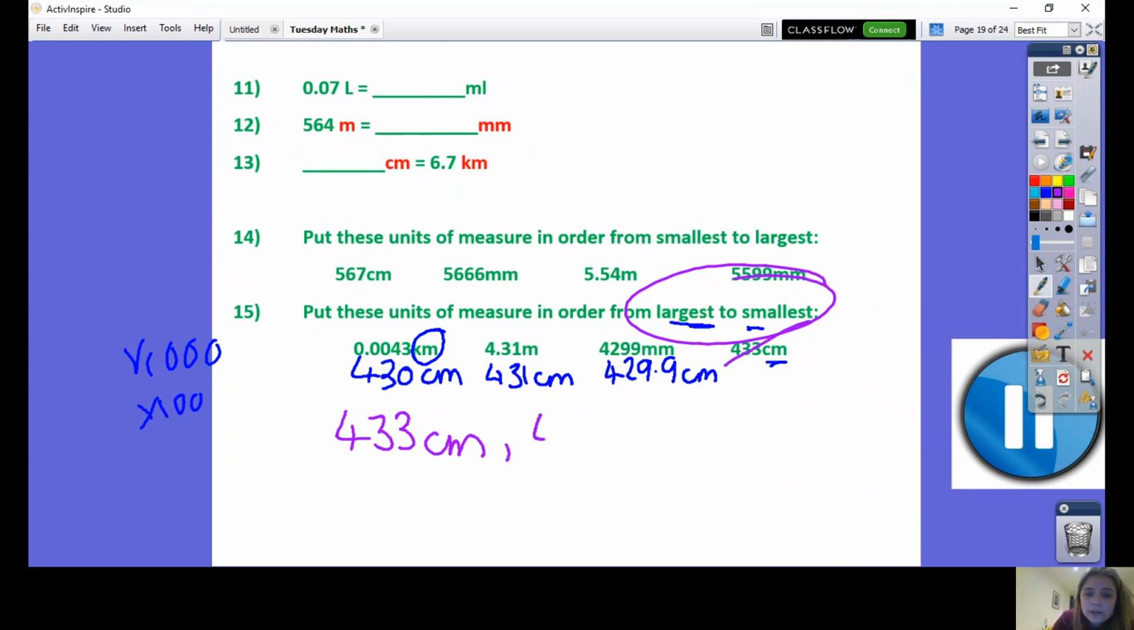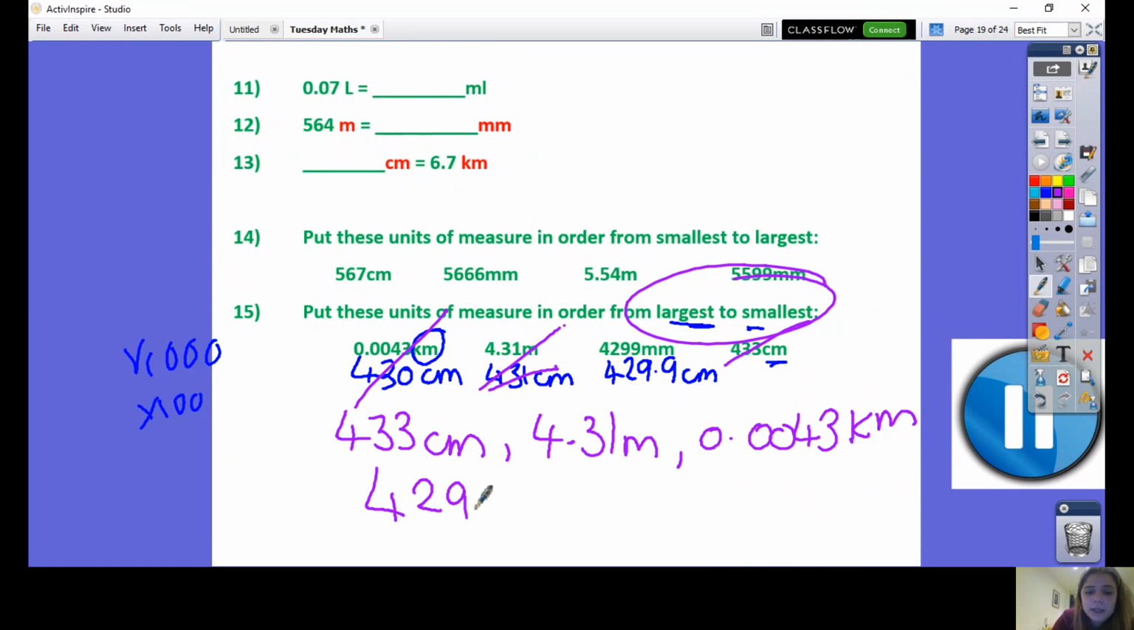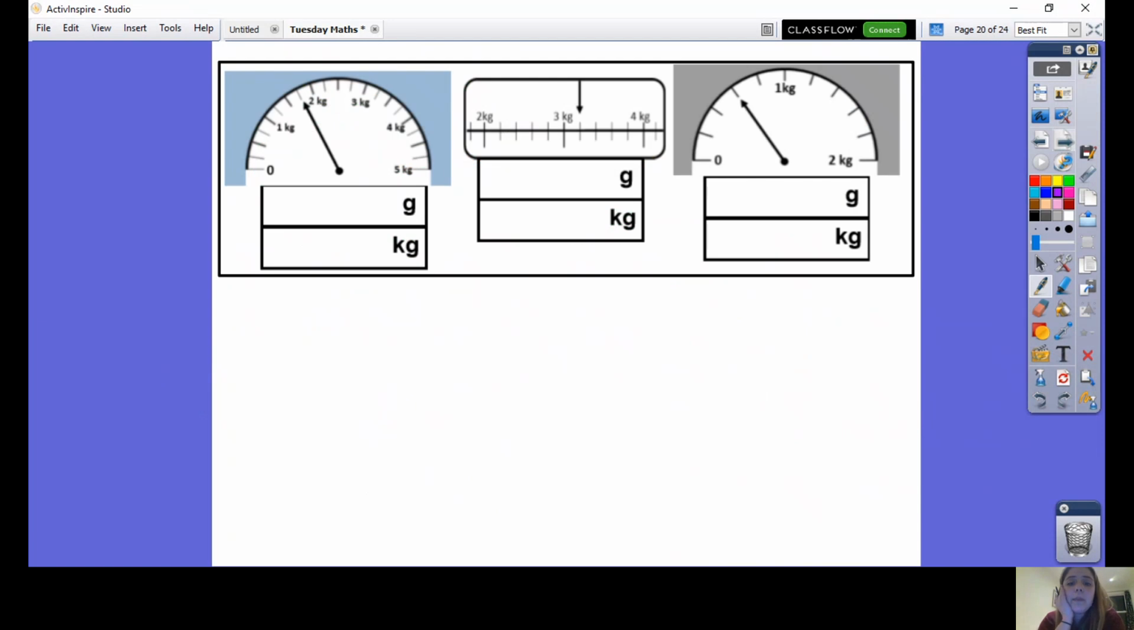Next, I'm going to 431, which is 4.31 metres. Next, I would be going to 430, which is 0.0043 kilometres. And finally, 4,299 millimetres. Okay, well done if you got all of those questions correct. These were a little bit trickier, so really good job if you were being careful and using your conversion charts. We're now going to look at a couple of questions where we've got our units of measurement in context.